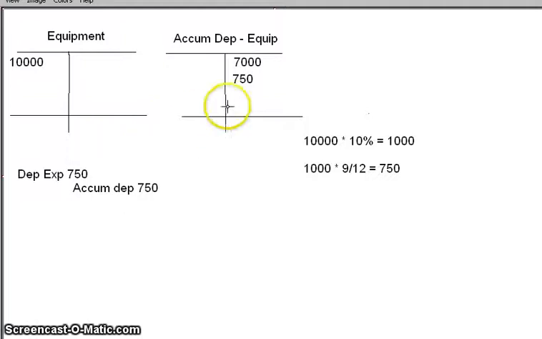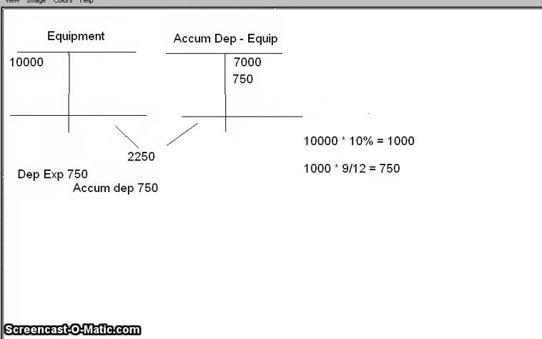So the net book value of this asset is $10,000 minus $7,750, which is $2,250. Let's see, $10,000 minus $7,750. Yes, $2,250. So if you were to ask me right now, the value of this asset is worth $2,250, right? Actually, right now it's worth, here we go, $2,250.